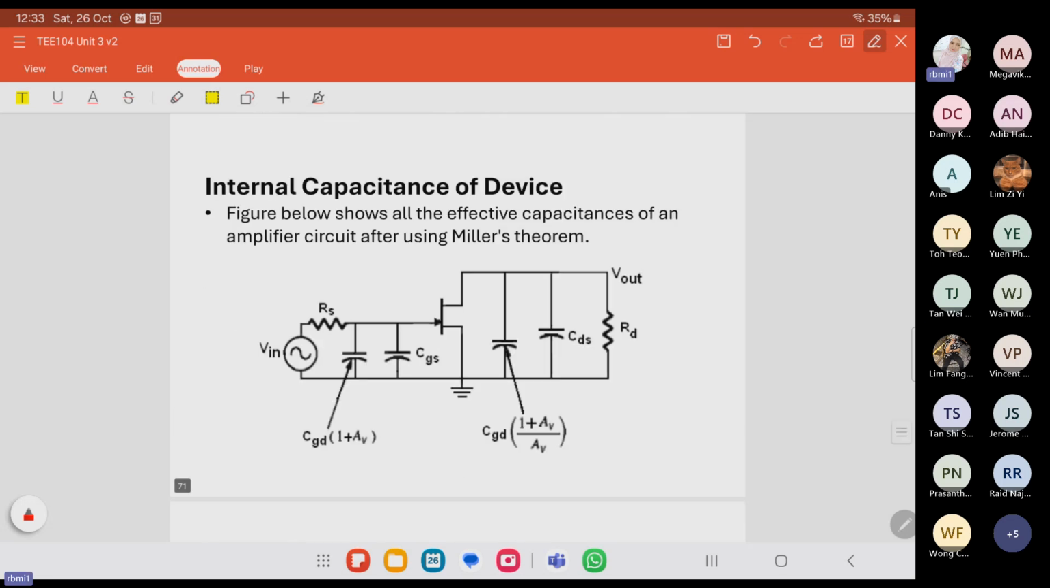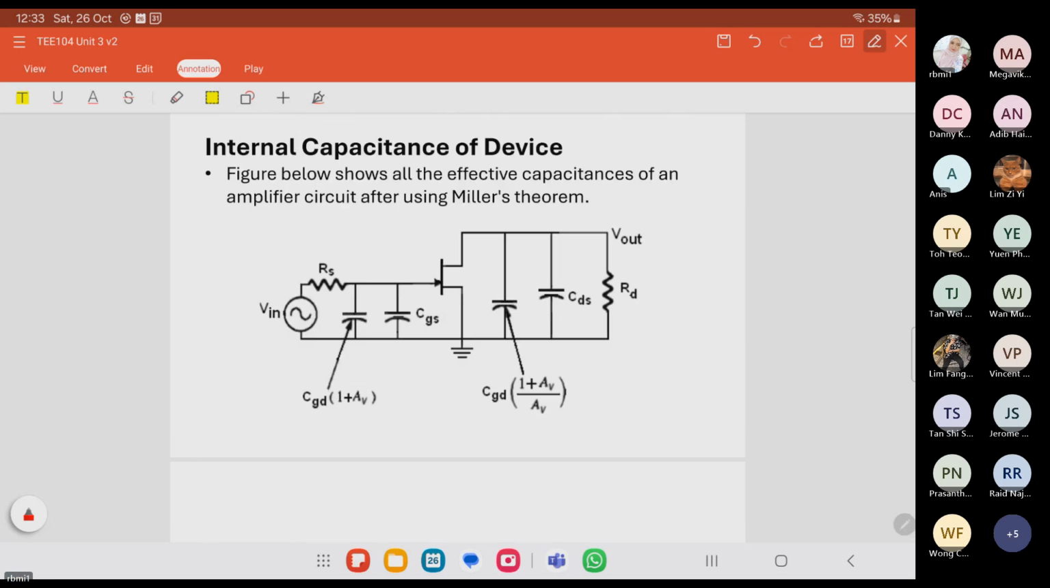This is the circuit. As you can see, the capacitance CGD has a greater impact on input capacitance than its actual value since it has the 1 plus AV factor. CGD, this one, at the input. As for the output side, the effective output capacitance is approximately equal to CGD because 1 plus AV over AV is approximately 1, close to 1 for high voltage gain AV. This is for input and this one is for output.